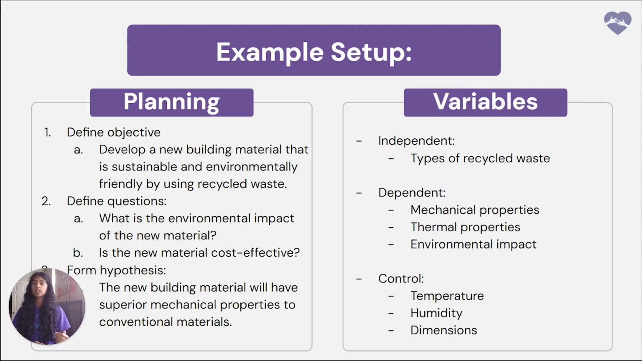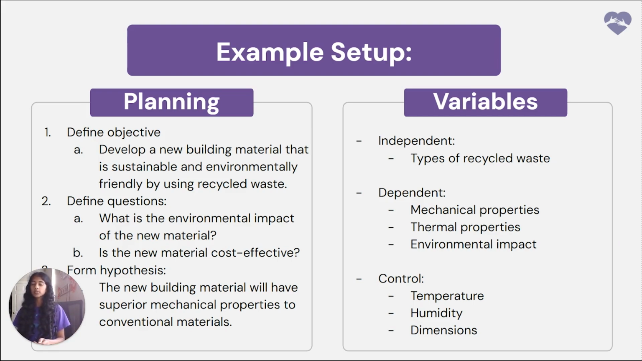with your variables, which takes us into the different types of variables we will be manipulating or measuring in this experiment. So the independent variable would be the type of recycled waste used, because this is what's manipulated to measure the impact on the material's properties. The dependent variable would be the mechanical, thermal, and environmental impact of the material. These are what we'll measure to assess performance.